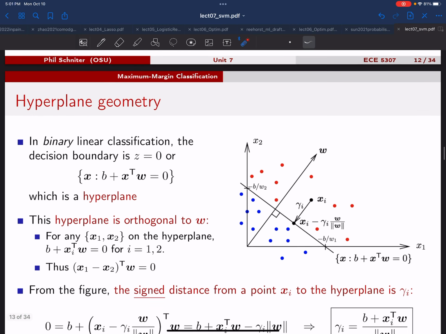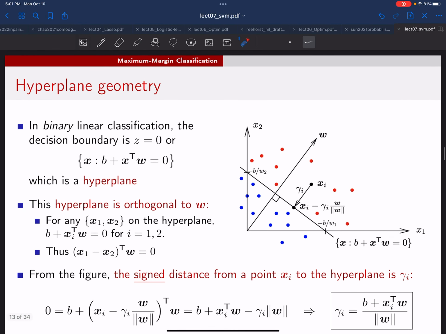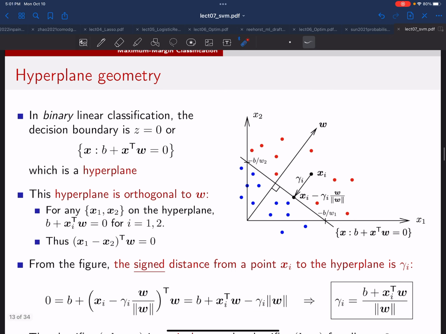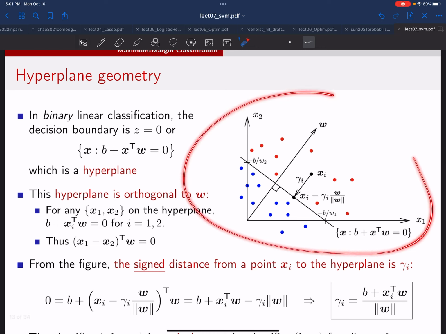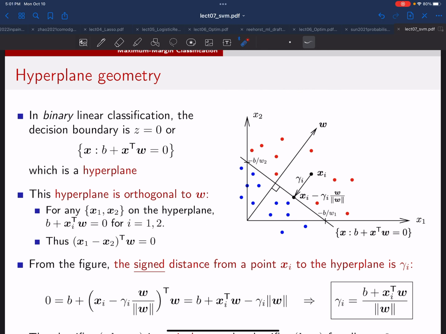So the very first thing to talk about is to come back just to simple geometry and to take a look at what happens in a simple example where I just have two features.